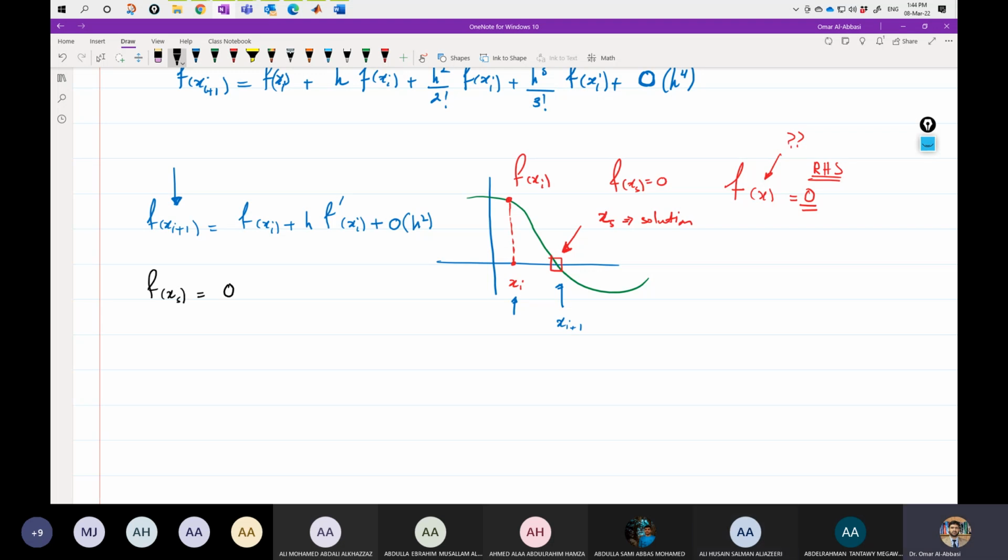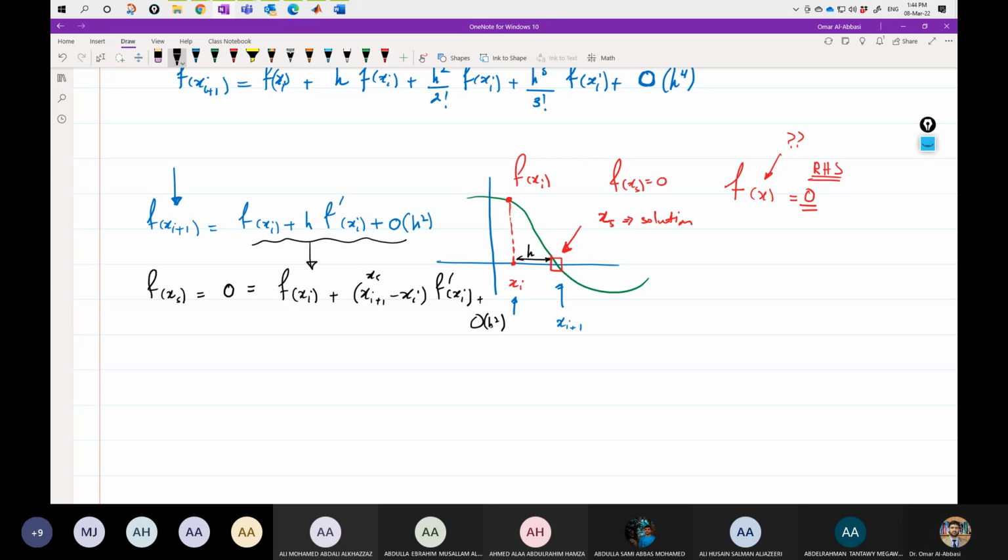Zero. Now I will write it here. It equals f at xi plus h. What is h, guys? The difference, which means xs, or xi plus 1 minus xi, which is the xs I mentioned, multiplied by f prime at xi, isn't it? Plus something of order h squared, okay?